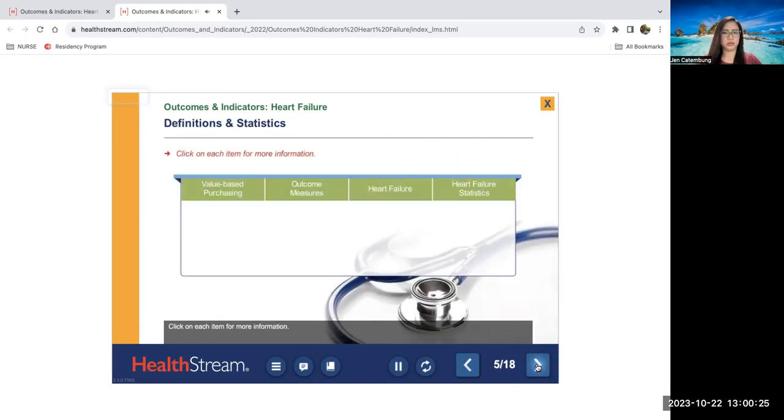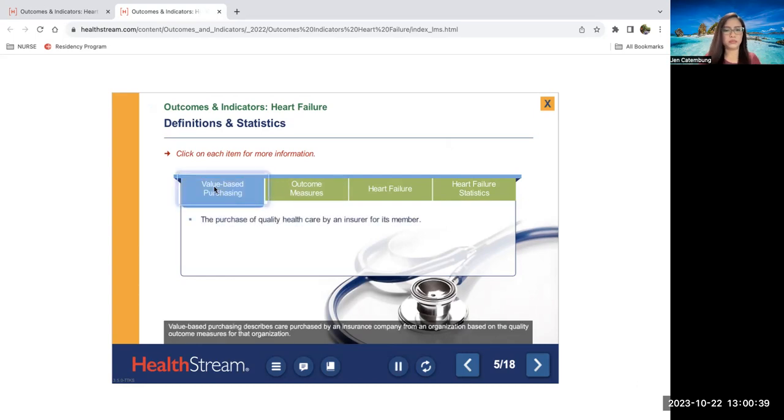Click on each item for more information. Value-based purchasing describes care purchased by an insurance company from an organization based on the quality outcome measures for that organization. For example, an insurance company is more likely to pay for care from an organization with better patient outcomes than from an organization with poorer patient outcomes. Reimbursement may also be guided by the use of the outcome measures.